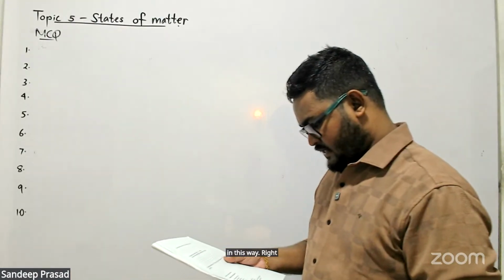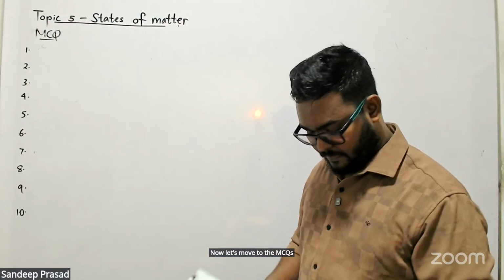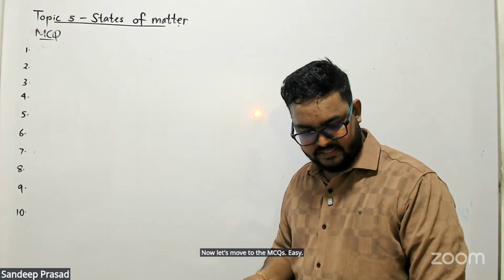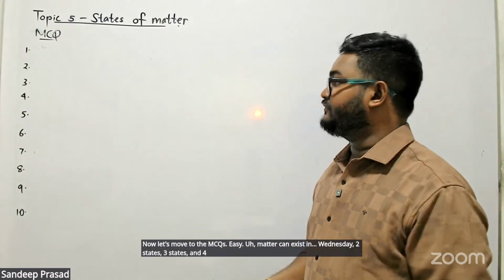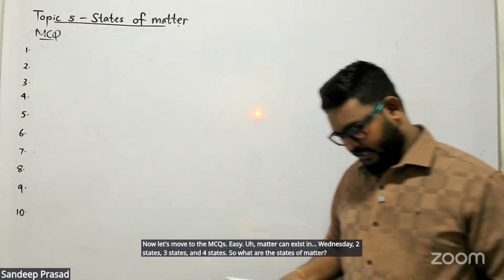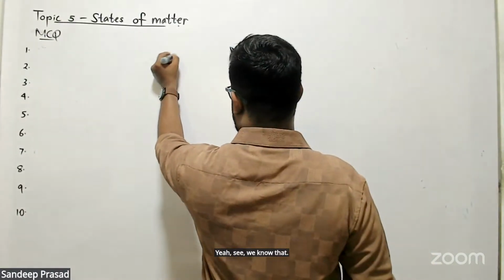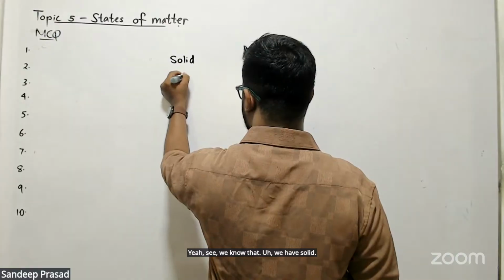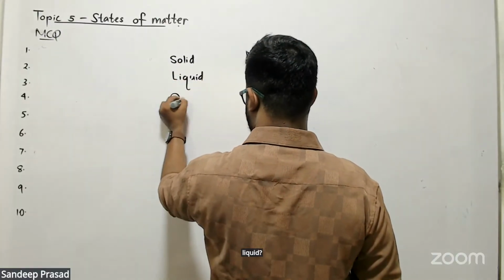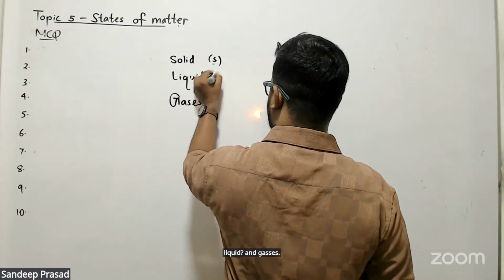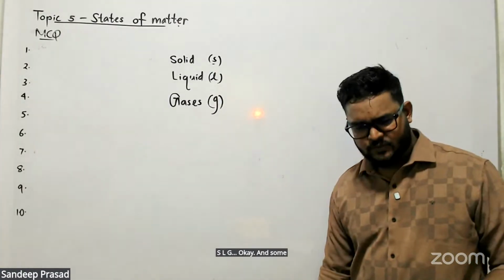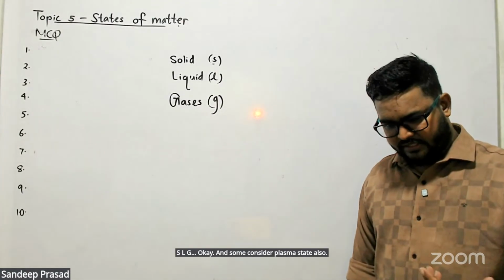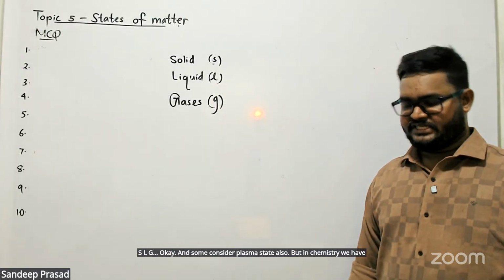In this way, right? Now let's move to the MCQs. Easy. Matter can exist in 1 state, 2 states, 3 states, or 4 states. So what are the states of matter? We know that we have solid, liquid, and gases. SLG. Okay. And some consider plasma state also, but in chemistry, we have a lesson known as gaseous state of matter.